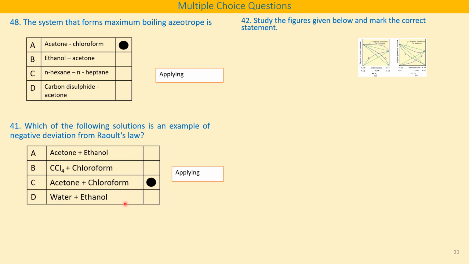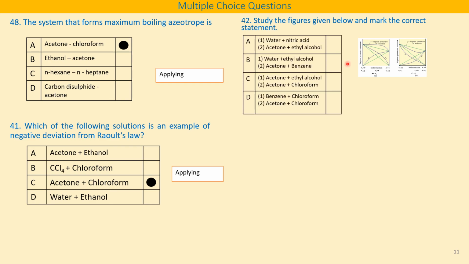Study the figures below and mark the correct statement. Two figures are given, one for positive deviation and the second one for negative deviation. This we have studied in today's session itself. So, four options are there: for graph 1, water plus nitric acid; for graph 2, acetone plus ethyl alcohol. So these are the examples of positive deviation for graph 1 and negative deviation for graph 2. Similar choices are given.